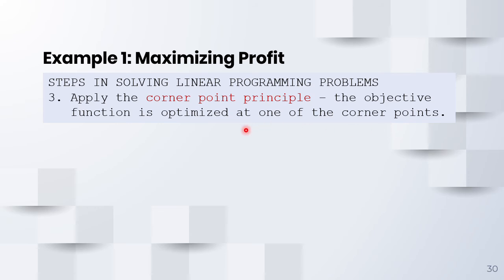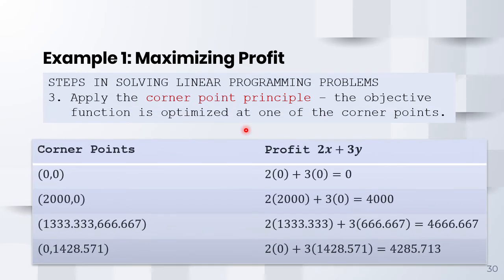So let's recall our linear programming model. Take note that in that model, our objective function is to maximize the profit. The profit is 2x plus 3y. So using our corner points, we substitute these values to x and y, and we will get the following profit values.